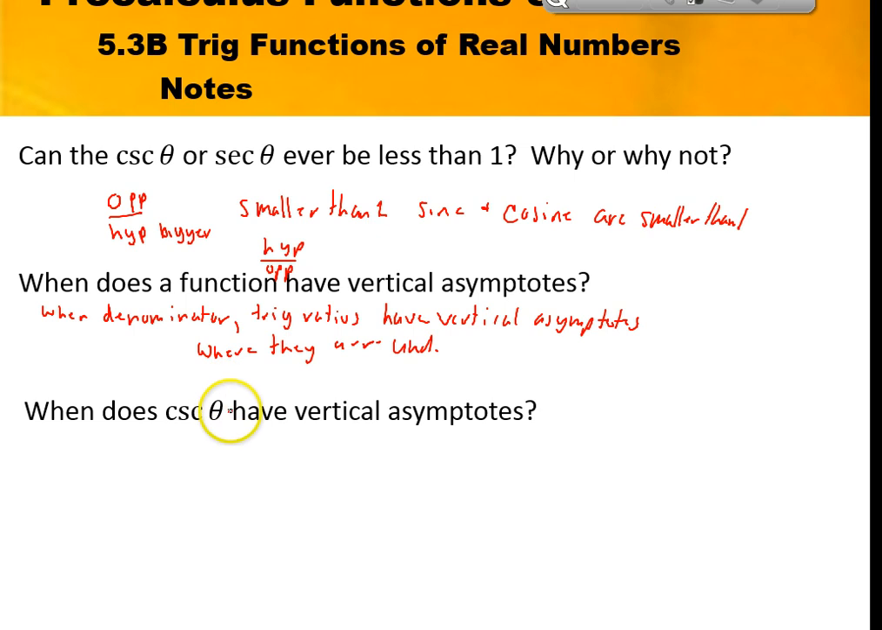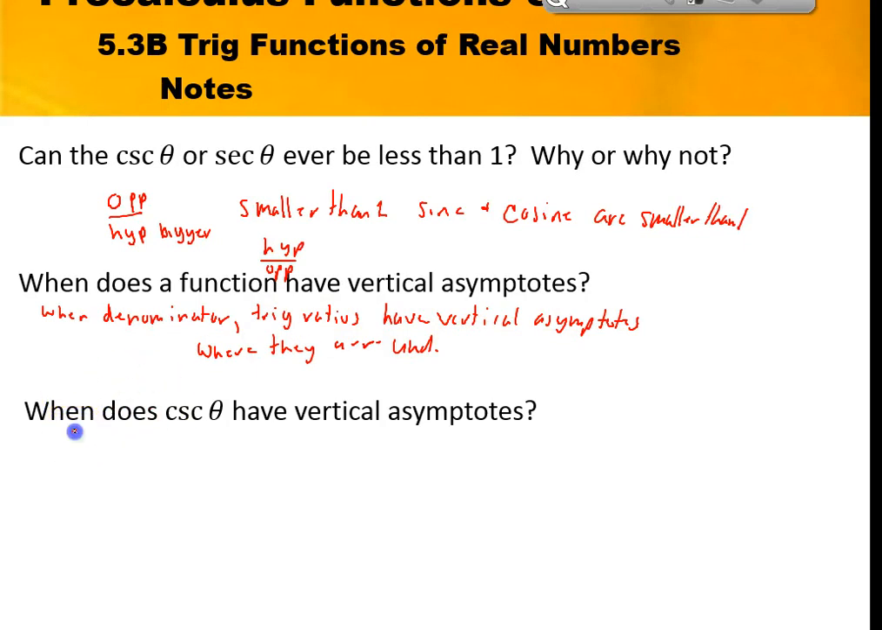So when does cosecant have vertical asymptotes? Well, cosecant is the reciprocal of sine, right? So it's whenever sine is 0. So sine, remember, is 0 at the whole pi's. So that means that cosecant would have vertical asymptotes at the whole pi's.